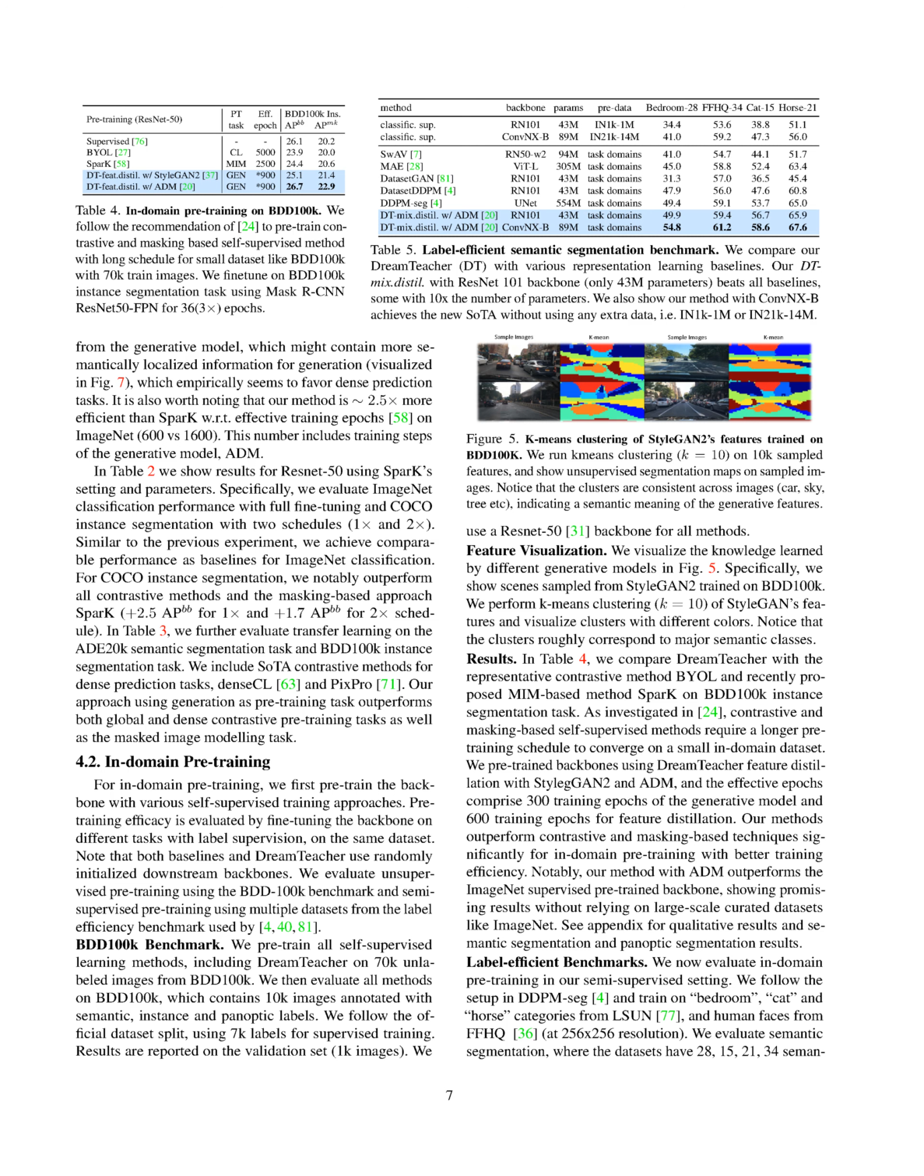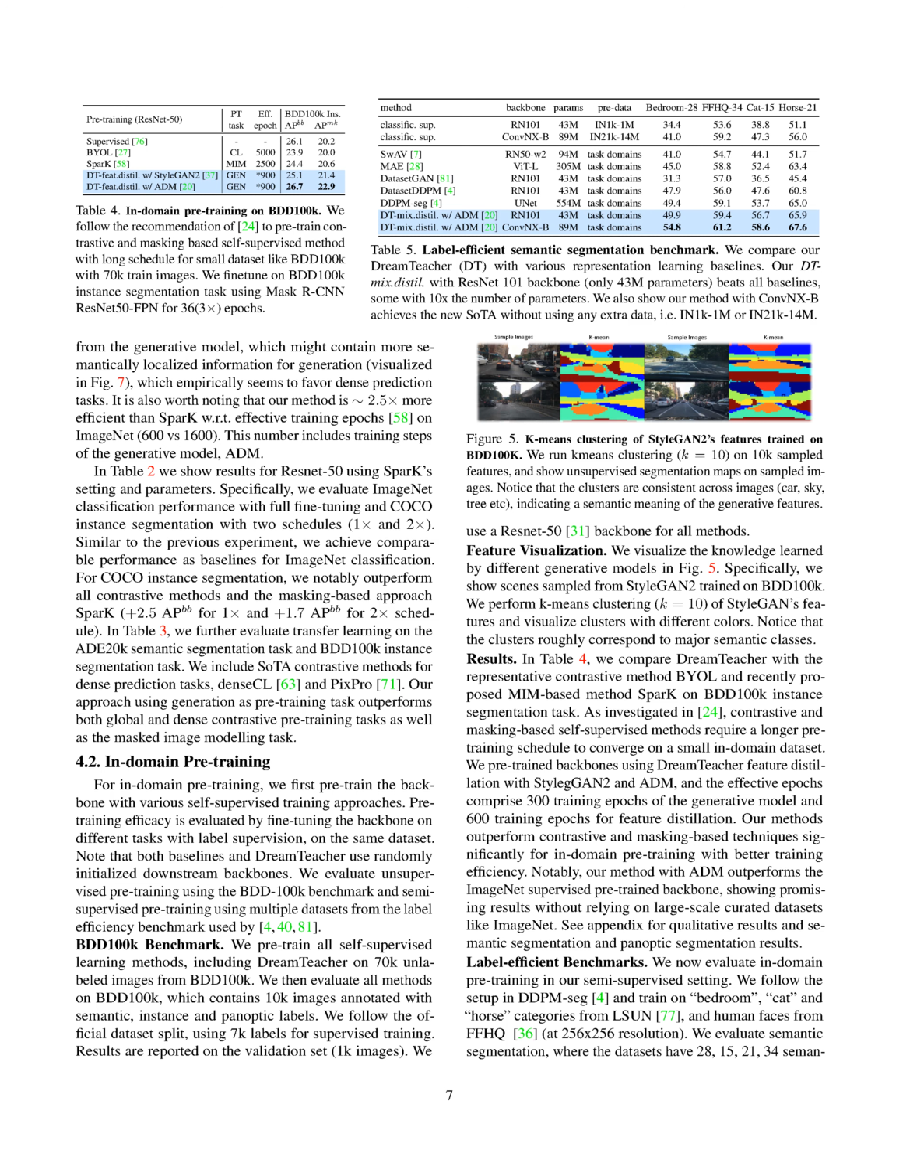For the BDD100K benchmark, we pre-train all self-supervised learning methods, including DreamTeacher, on 70,000 unlabeled images from BDD100K. We then evaluate all methods on BDD100K, which contains 10,000 images annotated with semantic, instance, and panoptic labels. We use 7,000 labels for supervised training, following the official dataset split. The results are reported on the validation set, which consists of 1,000 images.